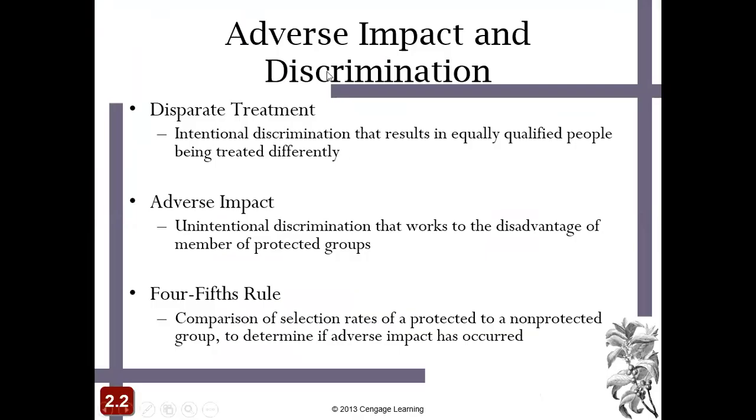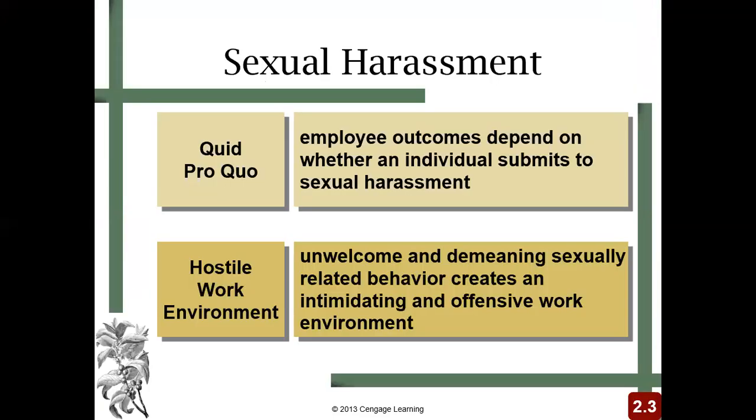When we talk about adverse impact and discrimination, there are three areas we're looking at. Two we're going to focus on the most, and the other you can review on your own. Disparate treatment is intentional discrimination that results in equally qualified people being treated differently. Adverse impact is unintentional discrimination, where members of a protected group who are disadvantaged are not treated equally. So for the exam, we're going to focus on two types: disparate treatment and adverse impact.